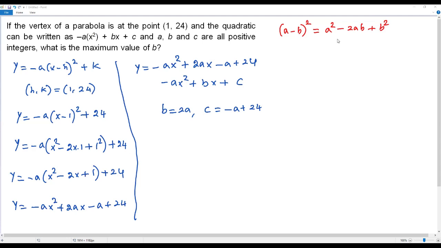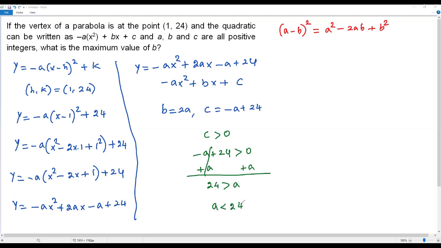And the question says a, b and c are all positive integers. So c is a positive integer, and when c is a positive integer, it has to be greater than 0. When c is greater than 0, then the expression negative a plus 24, which is equivalent to c, also must be greater than 0. Then we get negative a plus 24 greater than 0. Now to solve for a, I am adding a to both sides. When I add a to both sides, the negative a and positive a cancel out. I am getting 24 greater than a. Now I have to switch the left side and right side. When I switch the sides of an inequality, I have to flip the inequality. Then this inequality becomes a less than 24. Okay, now I got the inequality for a, that is, the value of a has to be less than 24.